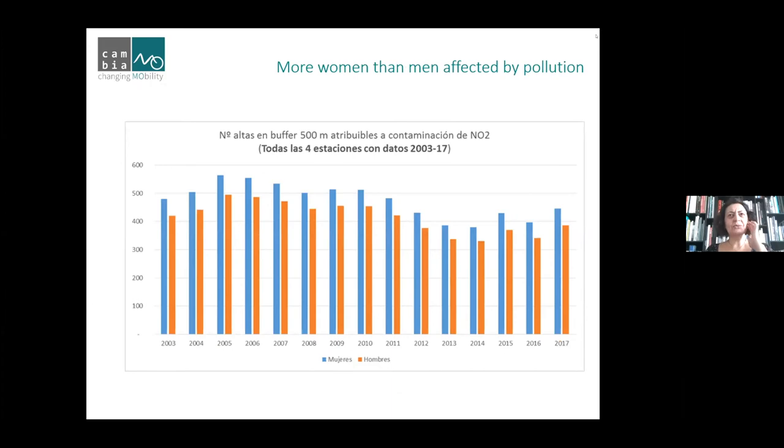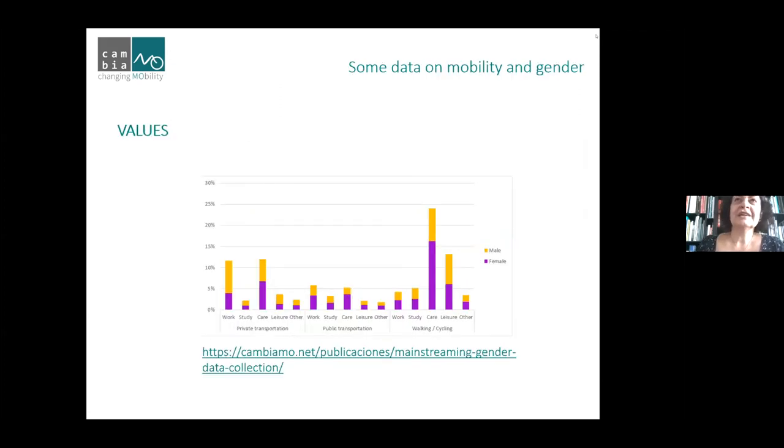And then when we go deeper into these data and look at the difference between women and men, we see that systematically, for all stations that we measured, more women are affected. This could in some way be explained by the fact that there are more women in these neighborhoods, but it's not the only explanation. There is another explanation. When we do some data analysis on mobility and gender, we can see that women are more in the categories who use public transport and walking more. This means that they are more exposed to pollution, and therefore more affected by it.